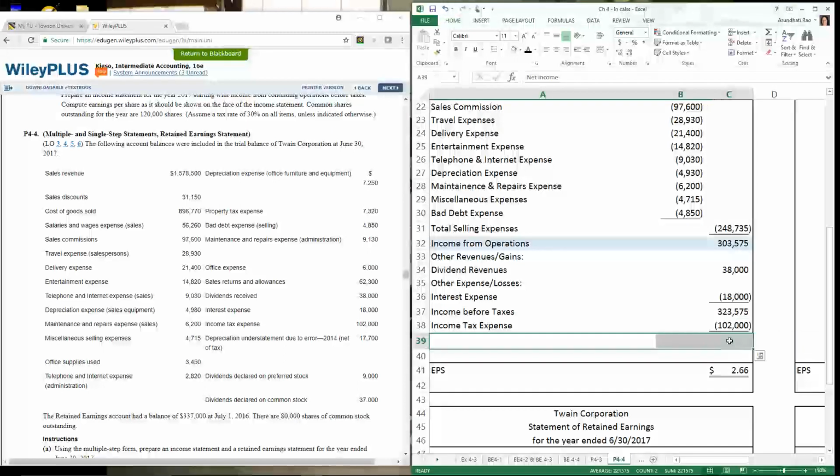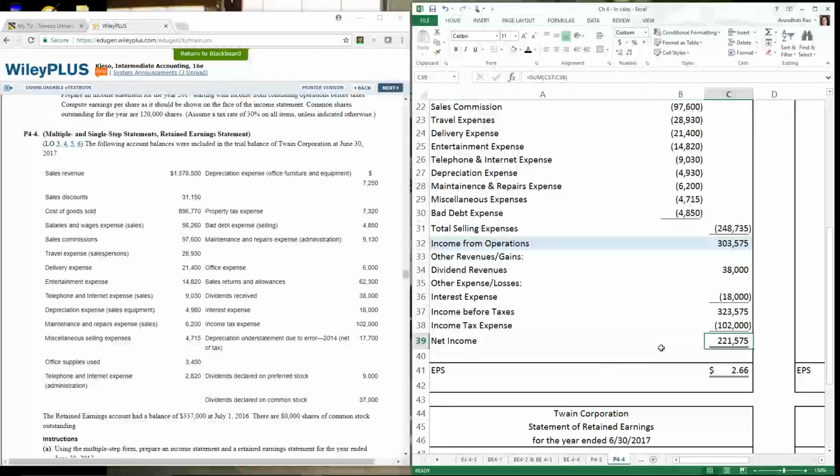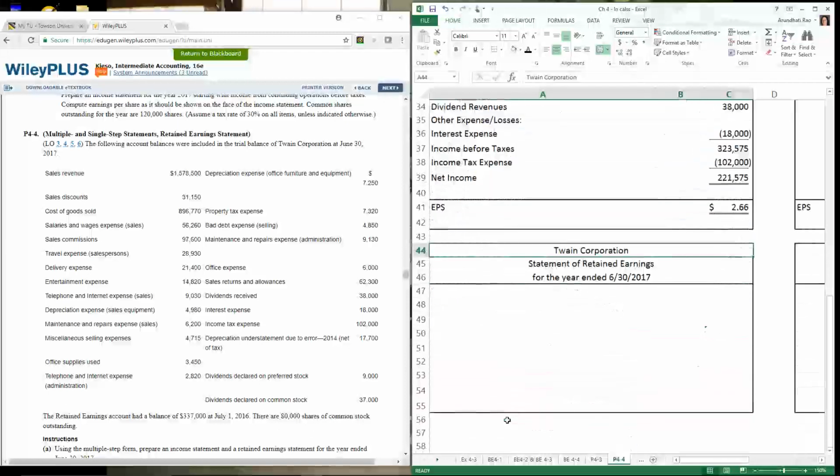So I have my net income number at 221,575. Earnings per share is calculated as net income minus preferred dividends divided by shares outstanding, which is 80,000 shares. Okay, so net income minus your preferred dividends of 9,000 divided by 80,000 shares, and that number was given to me over here. Let's go down and see how we are going to do the statement of retained earnings.